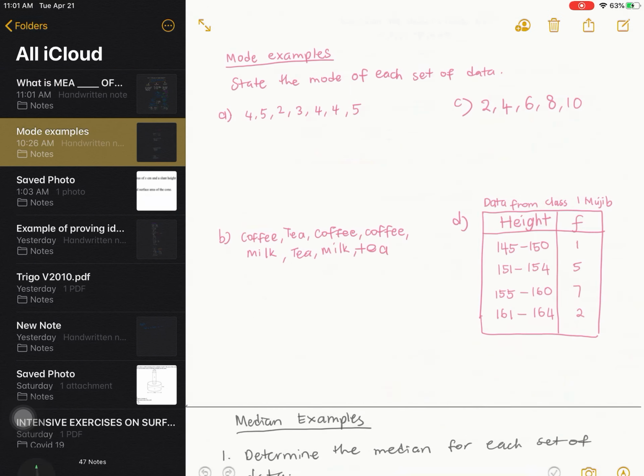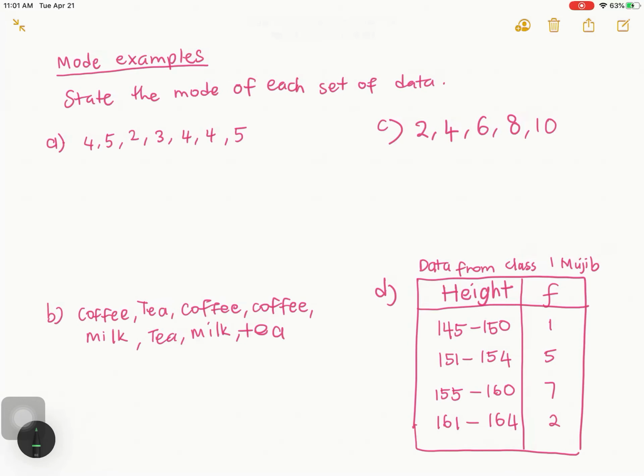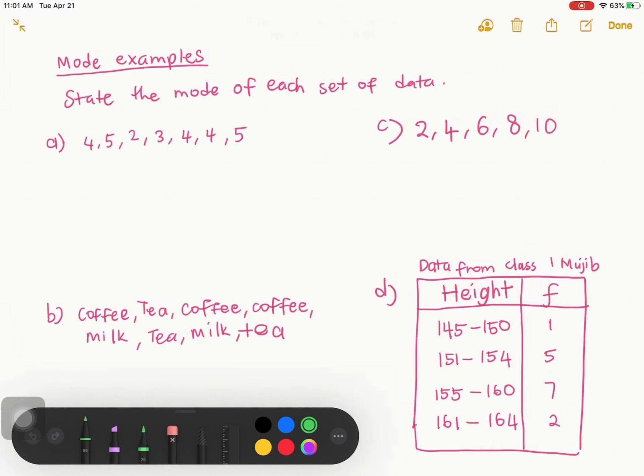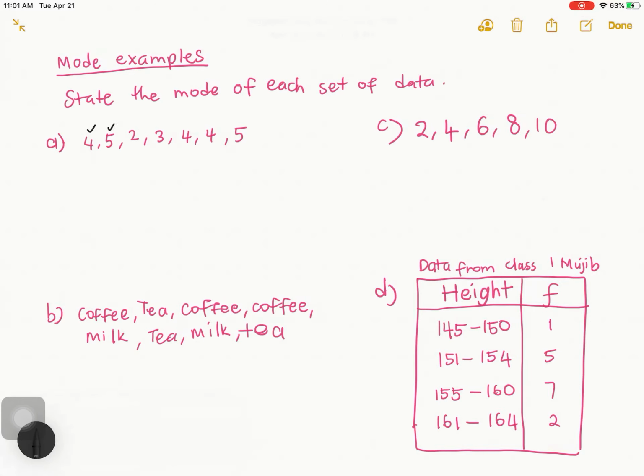I'll show you an example of mode first. Just now what I mentioned to you, mode is the data with the highest frequency. Now, let's see question A. State the mode of each of the data. We have 4, 5, 2, 3, 4, 4, 5. This data we call ungrouped data, because it is not inside a table. The data is scattered.